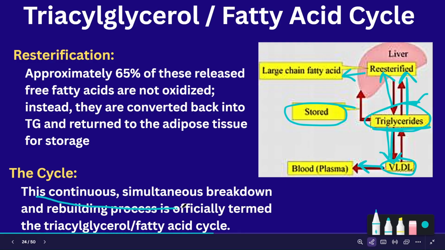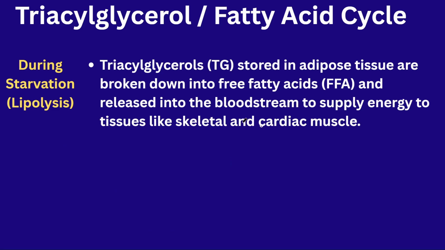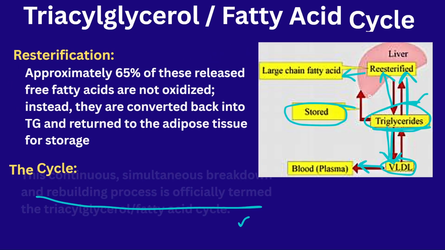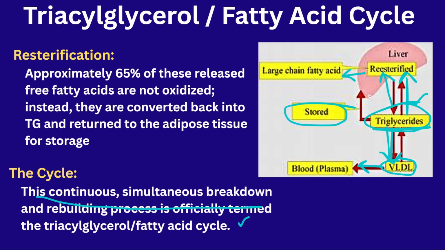So if there is continuous breakdown, then we will have a continuous supply of triglycerols. The triglycerols stored in the adipose tissues break down for the formation of free fatty acids. These free fatty acids will help to produce energy for the skeletal muscles and the cardiac muscles, because they are continuously working in the body. Approximately 65% of the free fatty acids are not oxidized. When the free fatty acids are not oxidized, what happens? They are re-esterified. They are coming back.